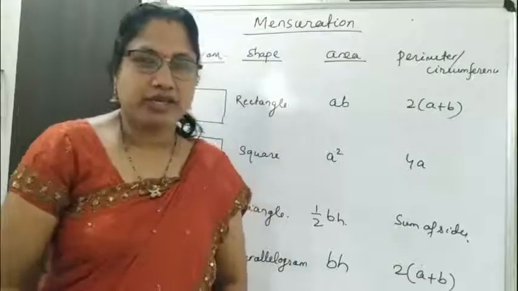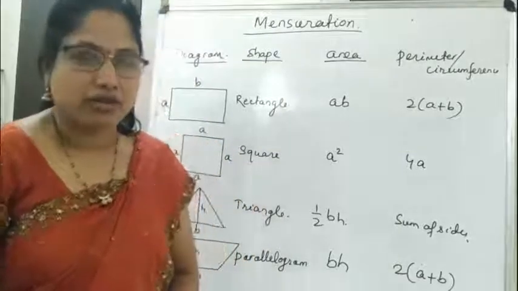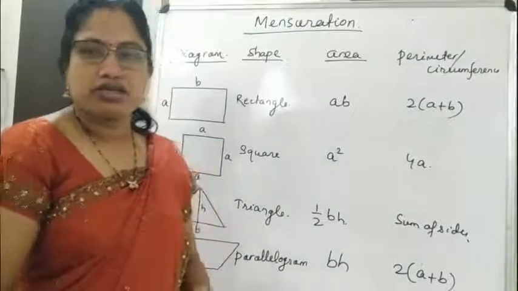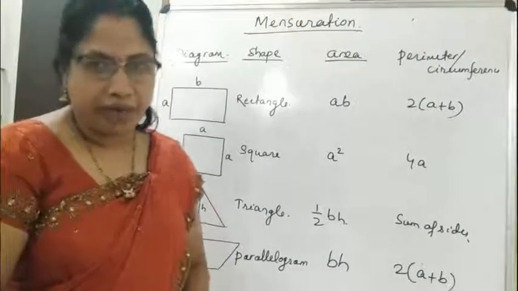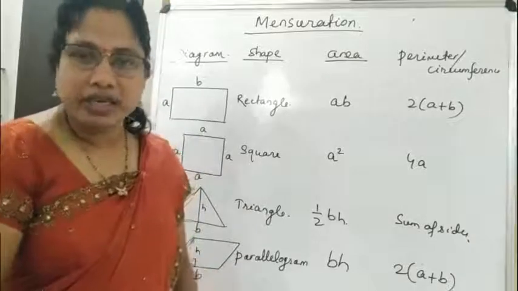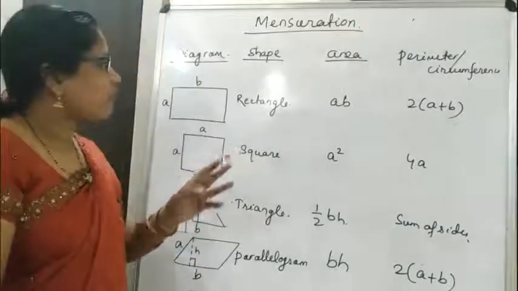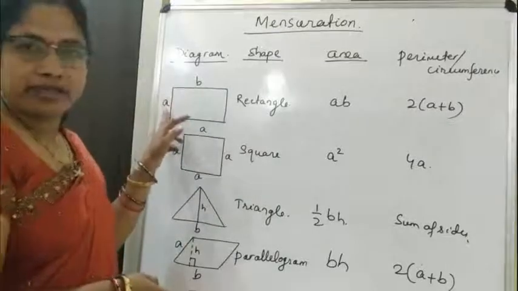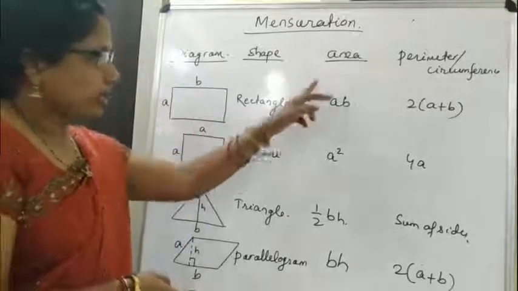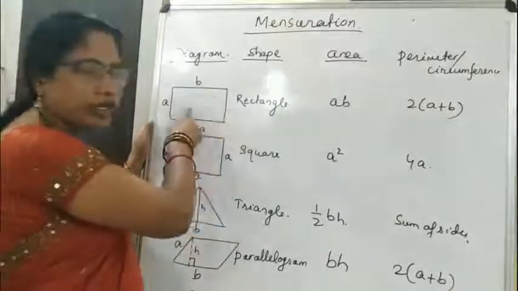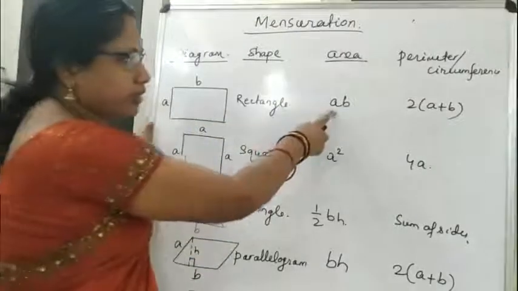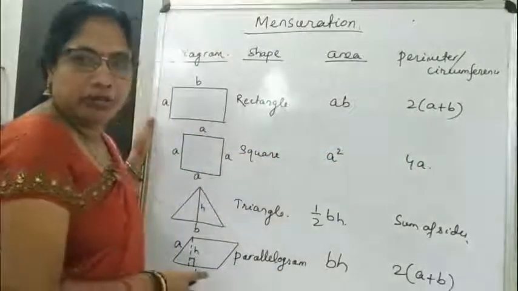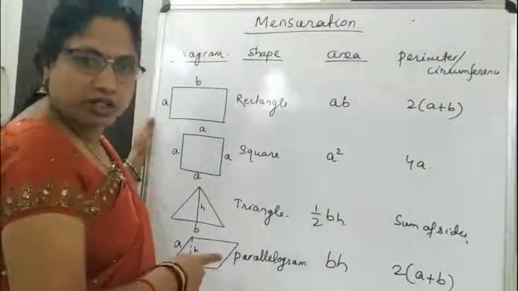Dear students, let us start the chapter mensuration. About mensuration, you have learned in your earlier class some formulas for areas and perimeter. Let us recall that. All of you know this is a rectangle having length B and breadth A unit. So the area is A into B, that is length into breadth, and the perimeter of a rectangle is 2 into (A plus B), that is 2 into (length plus breadth).